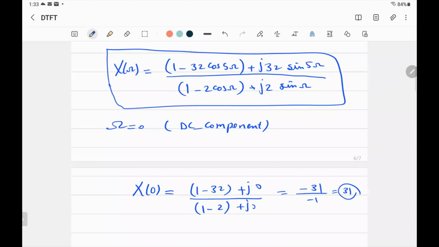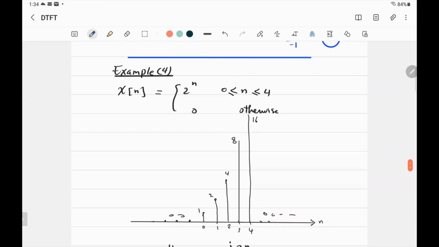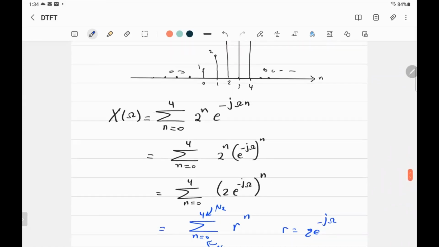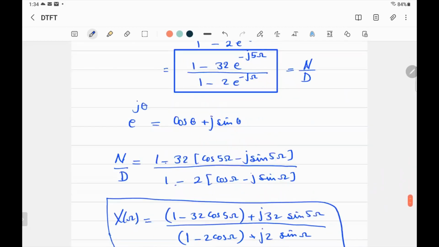It doesn't have an imaginary part, so there's no angle for DC, right? It's a constant. So I'm saying this discrete signal has a DC component, and its amplitude is equal to 31.